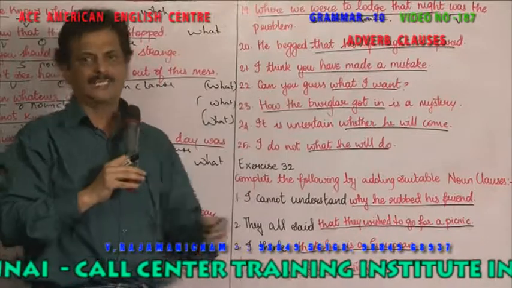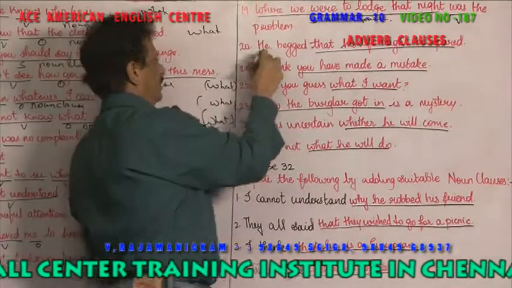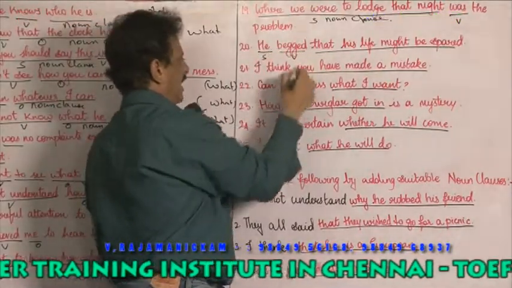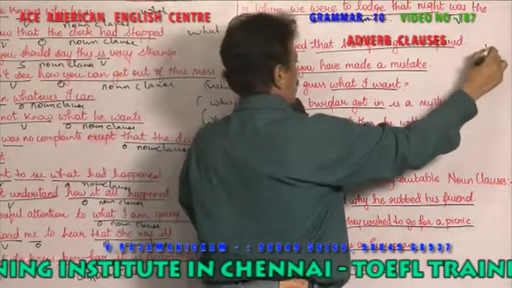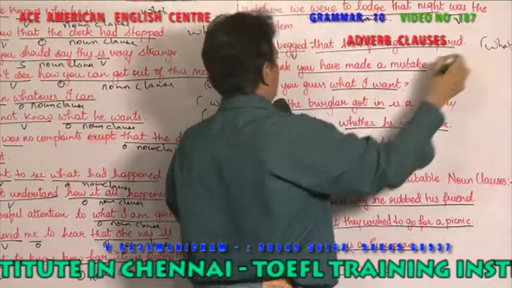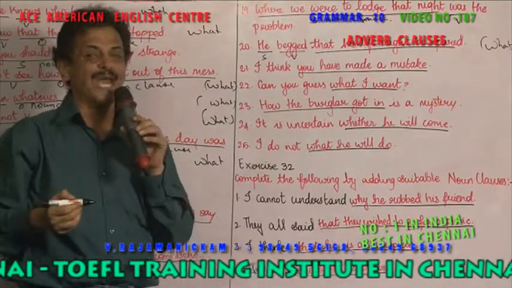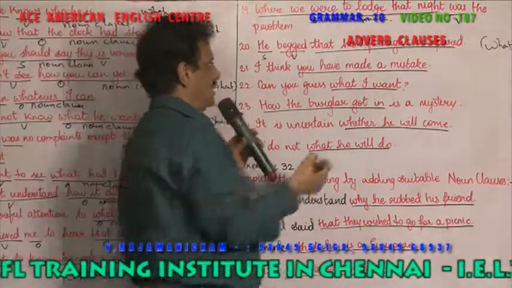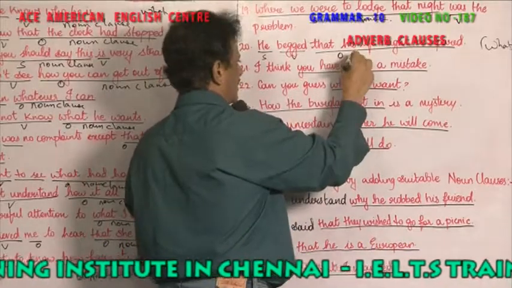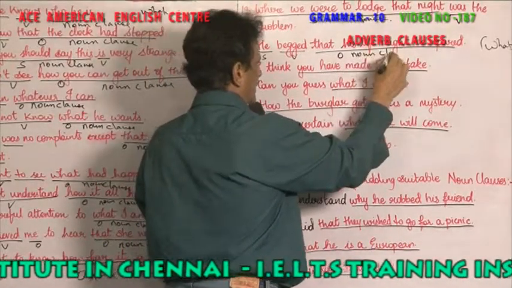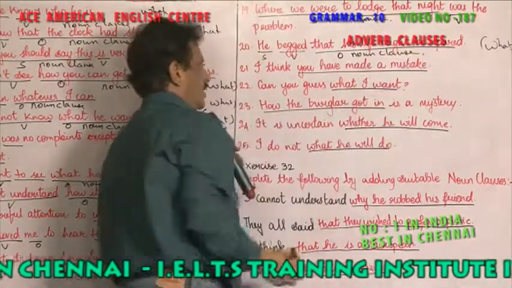He begged. Begged means what? He is the subject. Begged is the verb. He begged what? You ask a question, what, to the verb begged? The answer you get is that his life might be spared. He begged that his life might be spared. It is an object. It does the function of a noun. It has a subject and a predicate. So, it is called a noun clause.